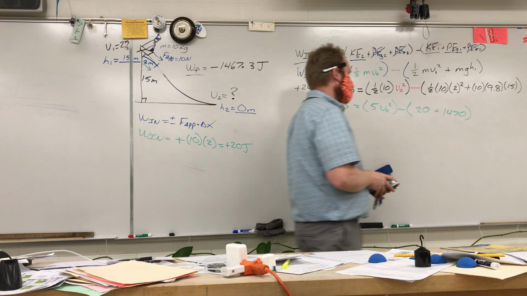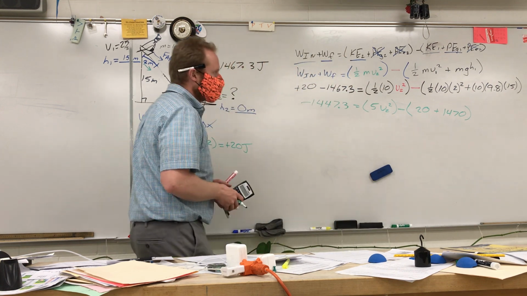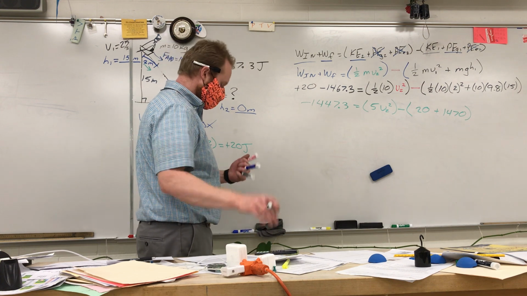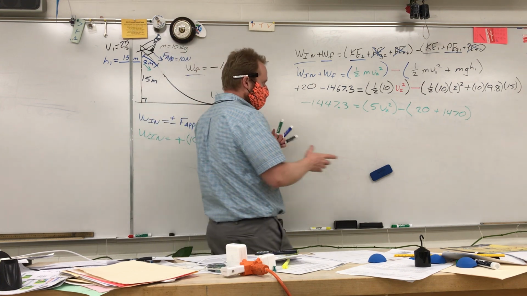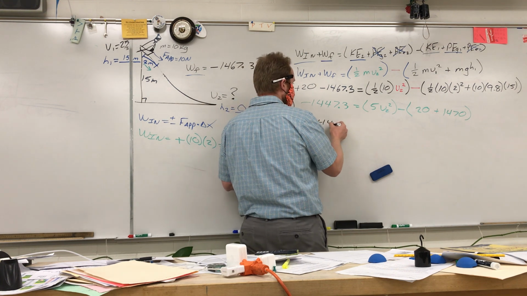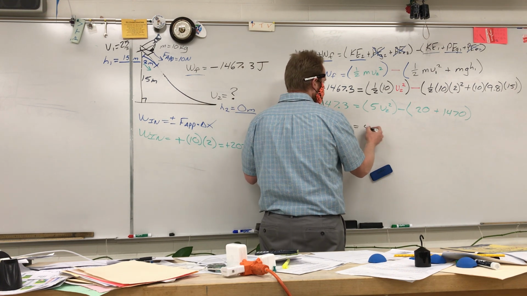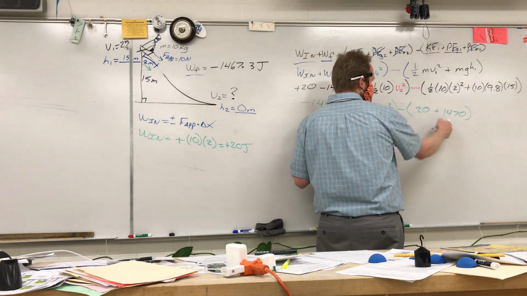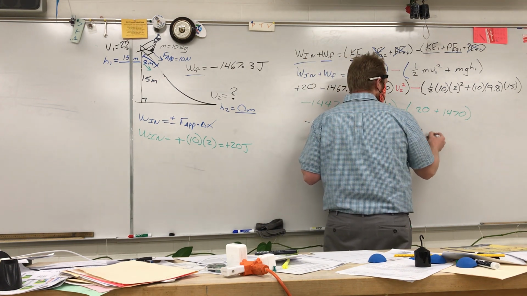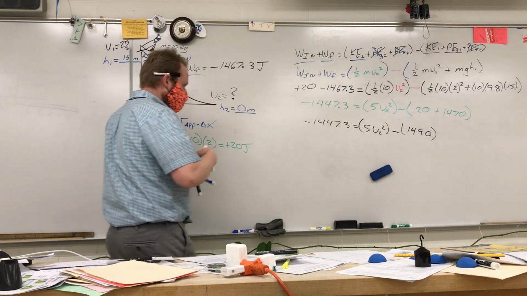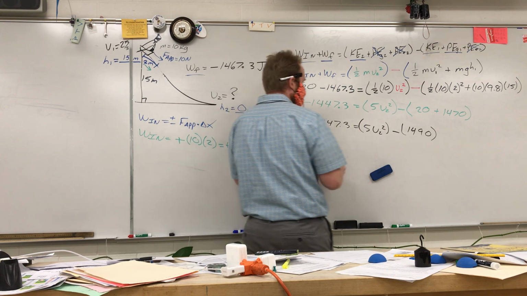1,407. Right? 10 times 9.8 times 115 is 1,407. Order of operations says I gotta do this parenthesis thing first, so that's minus 1447.3 is equal to v2 squared minus, that's gonna be 1,490. Now I'm gonna underline something and ask something and maybe make an incorrect statement.